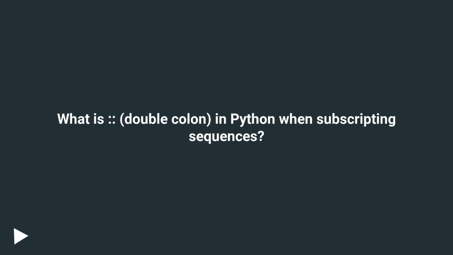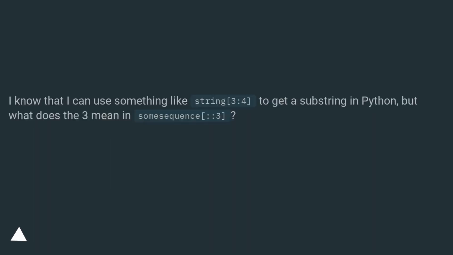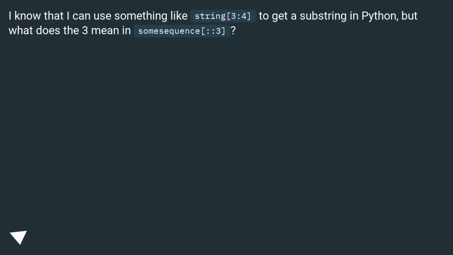What is double colon in Python when subscripting sequences? I know that I can use something like string[3:4] to get a substring in Python, but what does the 3 mean in some_sequence[::3]?